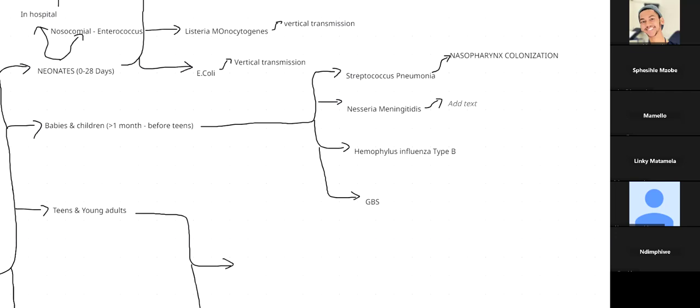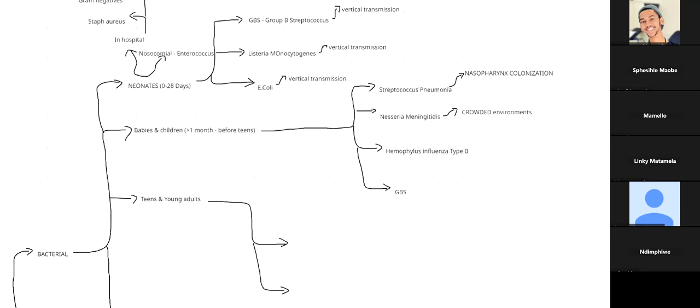I'm just going to mention over here: crowded environments. And then the Haemophilus influenzae type B is also respiratory transmission and was historically a major cause before widespread vaccination. So all these babies also get vaccinated to prevent these infections from occurring. So I just want to mention that.